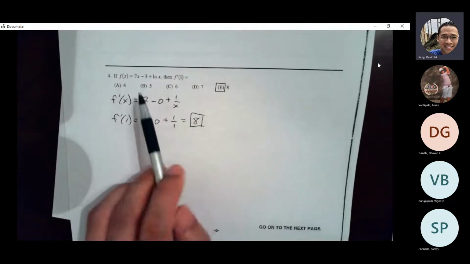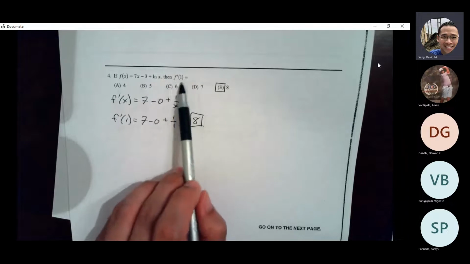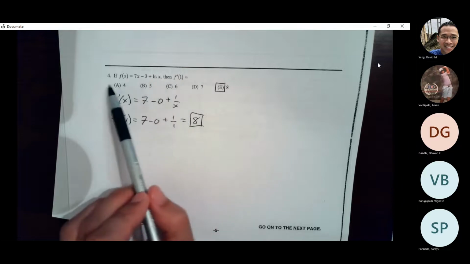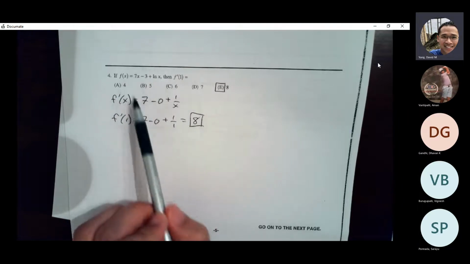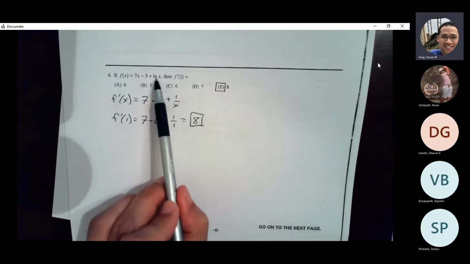Okay, number 4, f of x equals 7x minus 3 plus natural log of x. Find f prime of 1. First thing we do is get to our derivative function. 7x becomes 7. 3 goes to 0. Natural log of x becomes 1 over x because natural log's derivative is u prime over u.